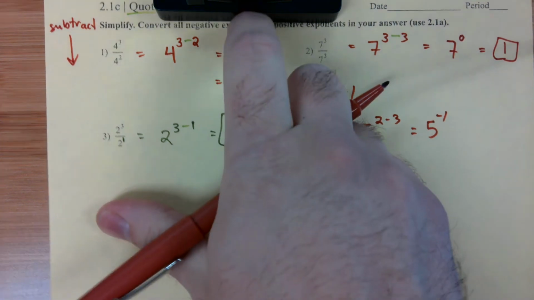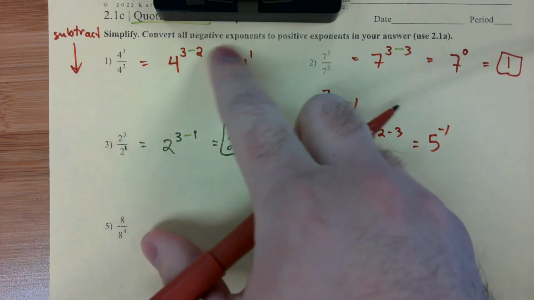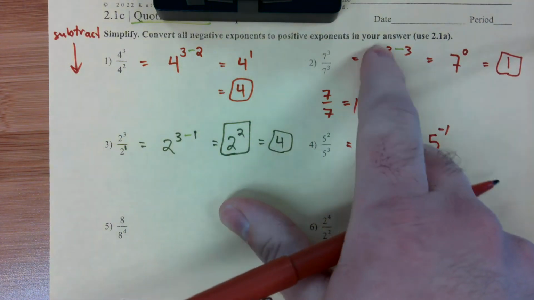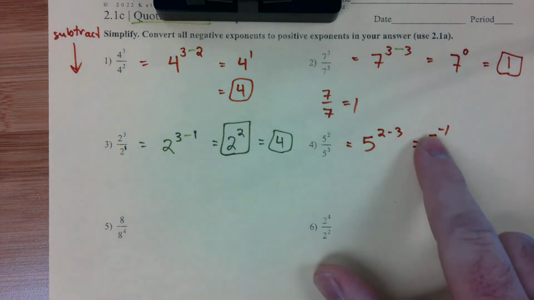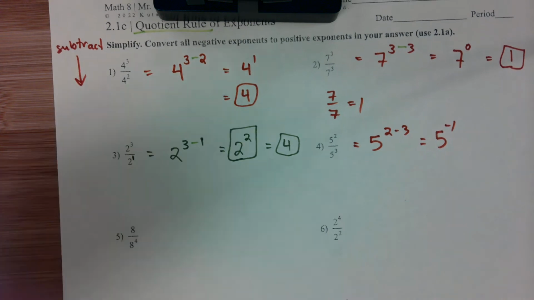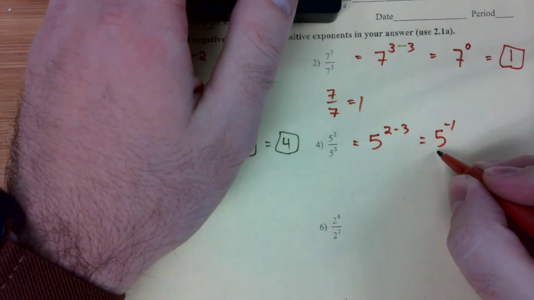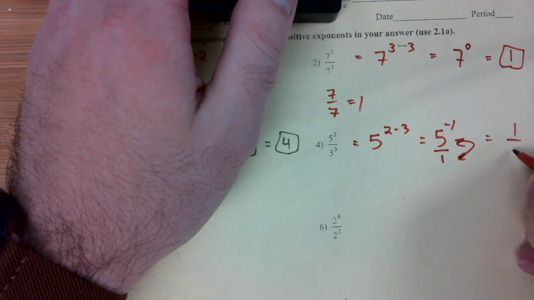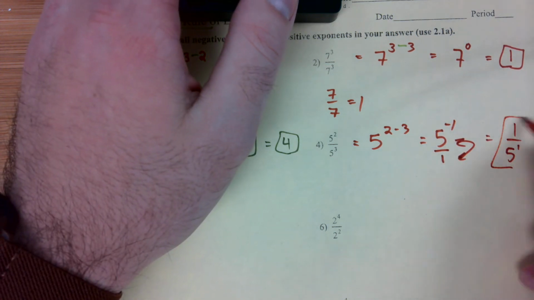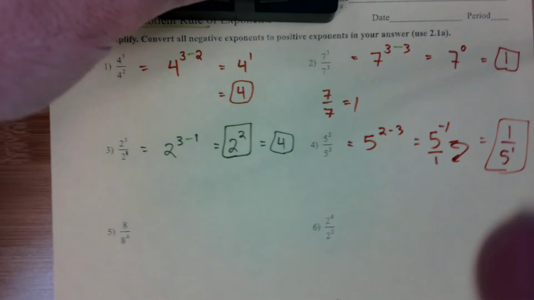And if you look up at the directions, it says convert all negative exponents to positive exponents in your answer using what we learned in 2.1a. So don't just make this 1 a positive 1 and leave it. That's not what I mean. I mean we got to put this fraction over 1, flip it around, and make our exponent positive. Just like that.